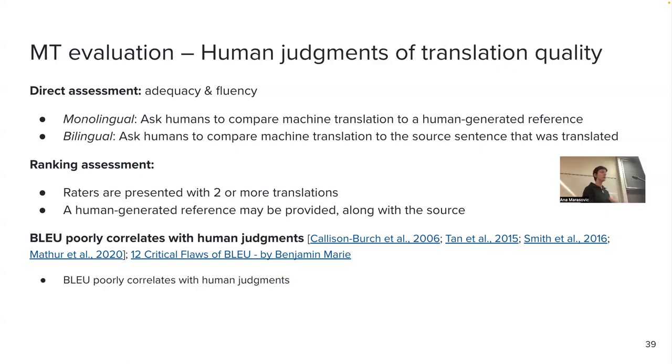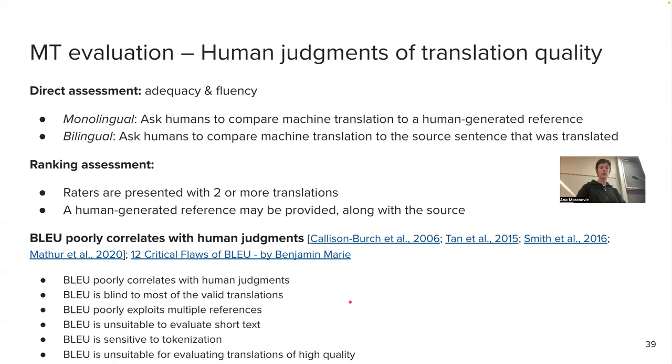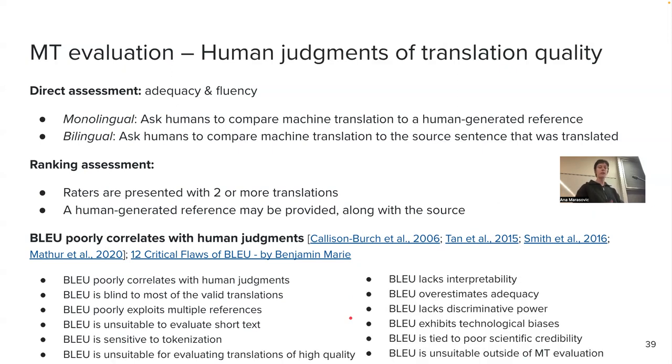In all of these papers, which are nicely summarized in this blog post, we have seen that BLEU doesn't correlate well. It's blind to most valid translations, it poorly exploits multiple references, it's unsuitable for short text, sensitive to tokenization, unsuitable for evaluating translations of high quality, and so on. There are so many reasons.